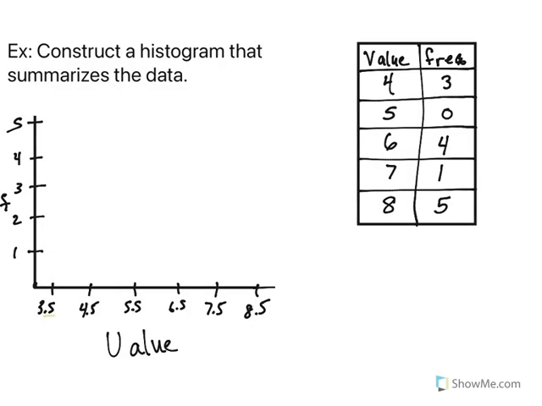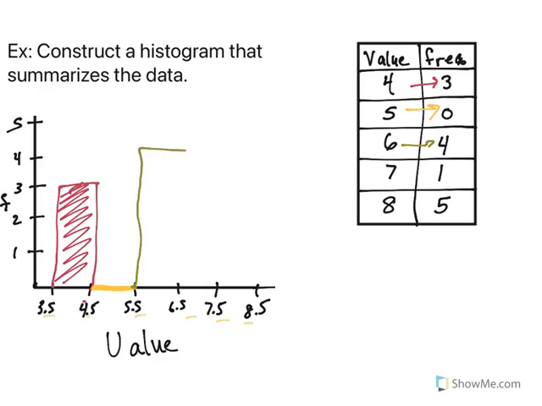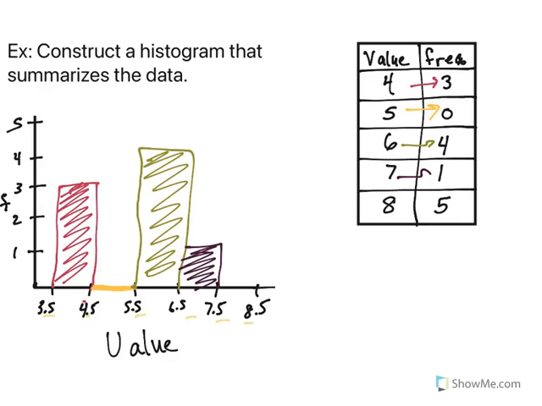And in this one, I did give us the halves, but it's the same idea. So when I'm looking at this, I say, okay, 4 has a value of 3. Well, 4 lies between 3.5 and 4.5. So we're going to go up to 3 and create our bar. 5 is 0. So that just stays flat on the side. 6 goes to 4, so we go up to 4. 7 is 1, and 8 is 5, so all the way up to 5.